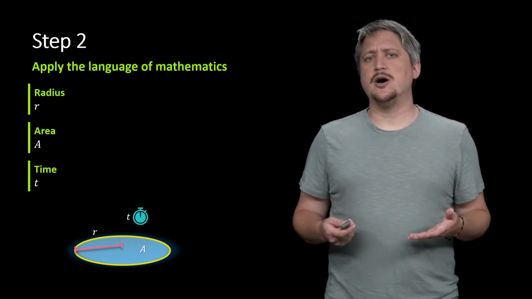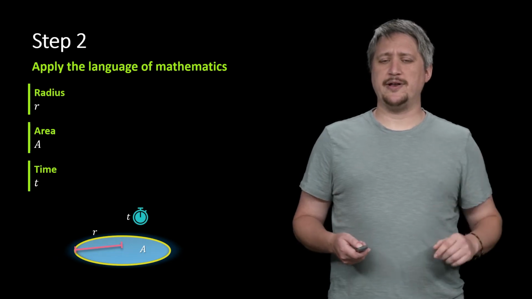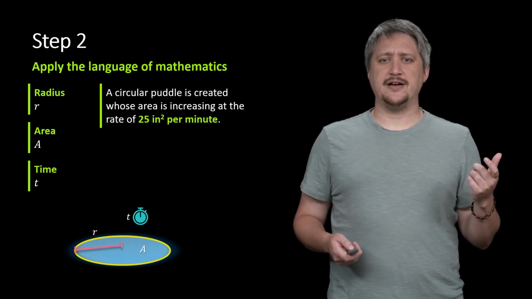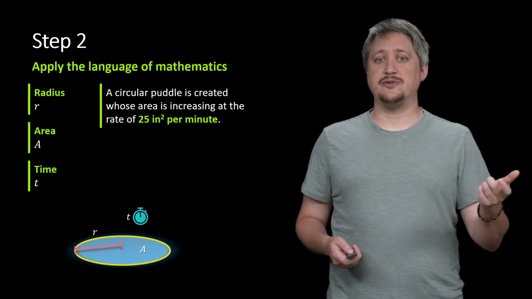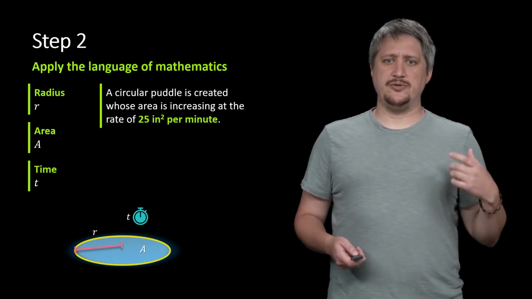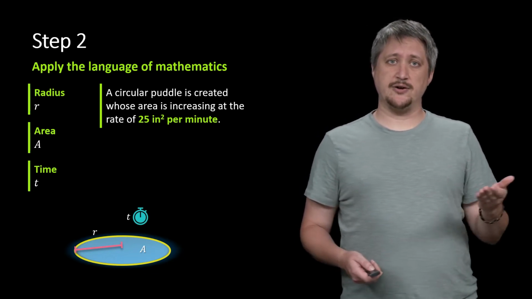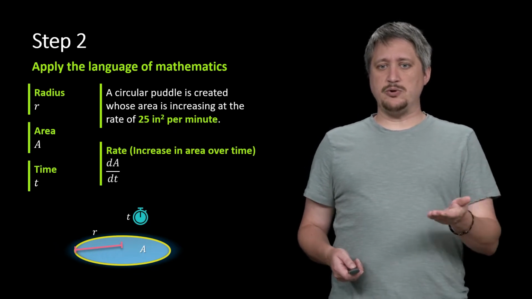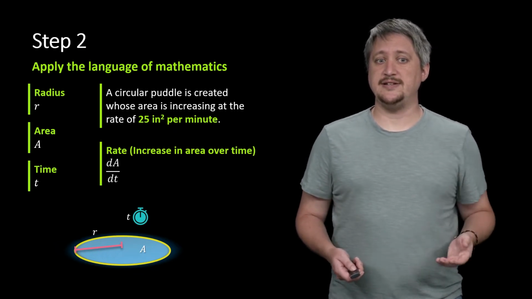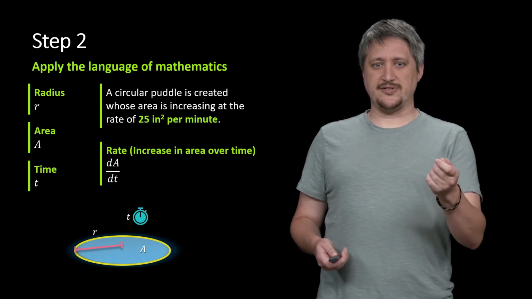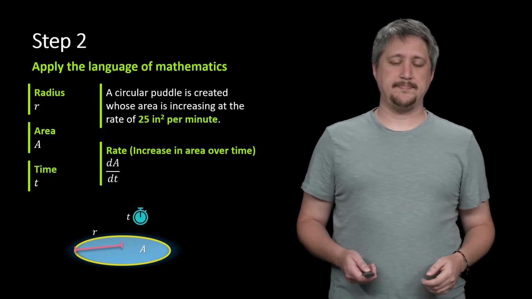And in fact, one of the phrases that I pointed out was this idea that the area is increasing at a rate of 25 square inches per minute. So this rate is a change in area over change in time. So we would represent that as dA/dt, right? That's the change in area over change in time.